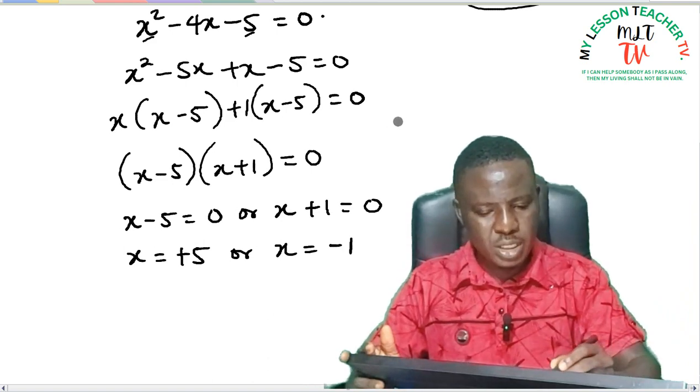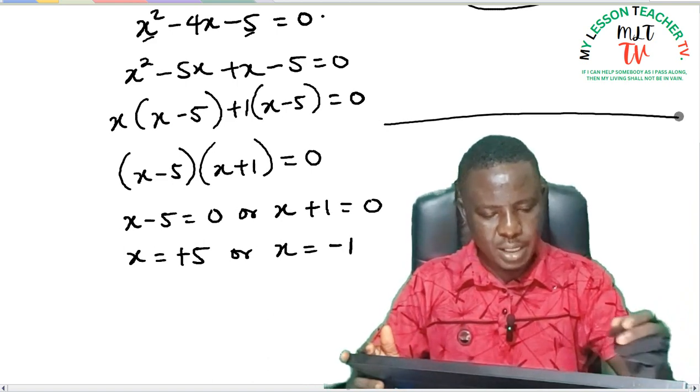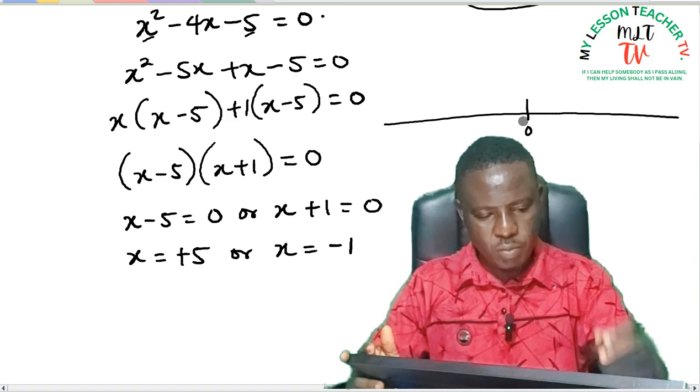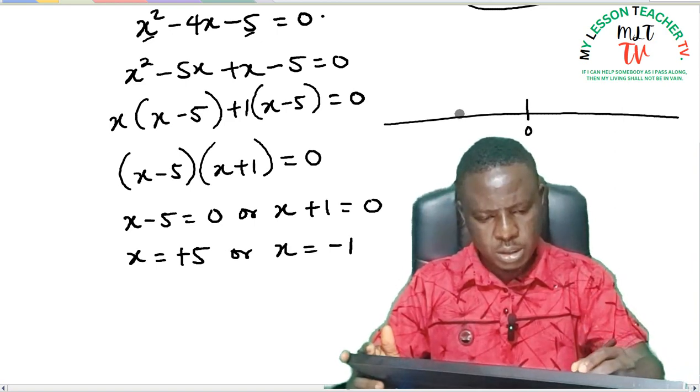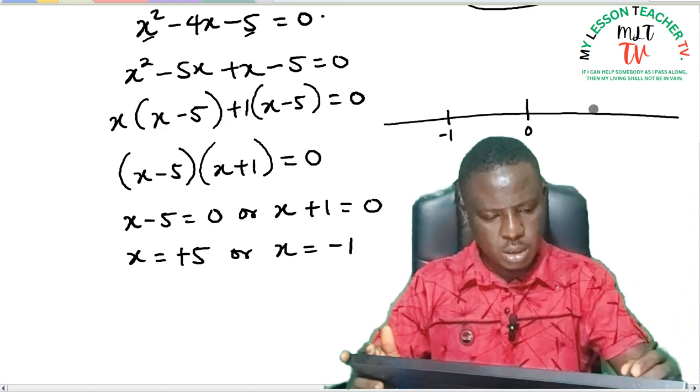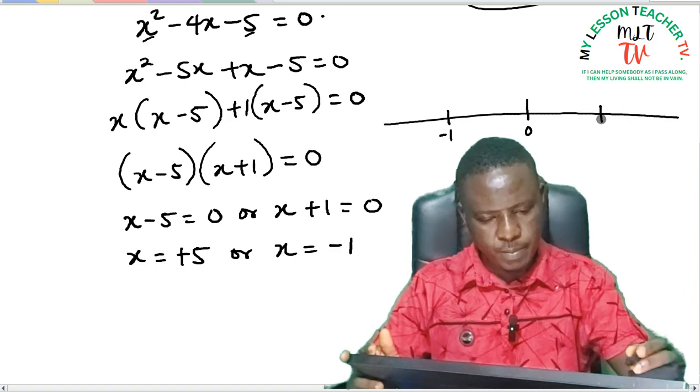So we are asked to, using number line. So this is our number line. Let's call this our 0 mark. And this is point minus 1. And this is point positive 5.